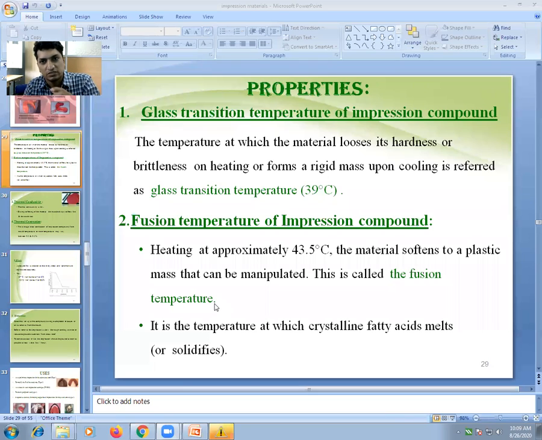Okay, it means it just starts to soften at that temperature, but it is not so soft that we can manipulate it. See the difference between the glass transition temperature and the fusion temperature. At glass transition temperature, the material just starts to soften, but at fusion temperature the material is very soft so that we can make the impression. The fusion temperature is 43.5 degrees centigrade.